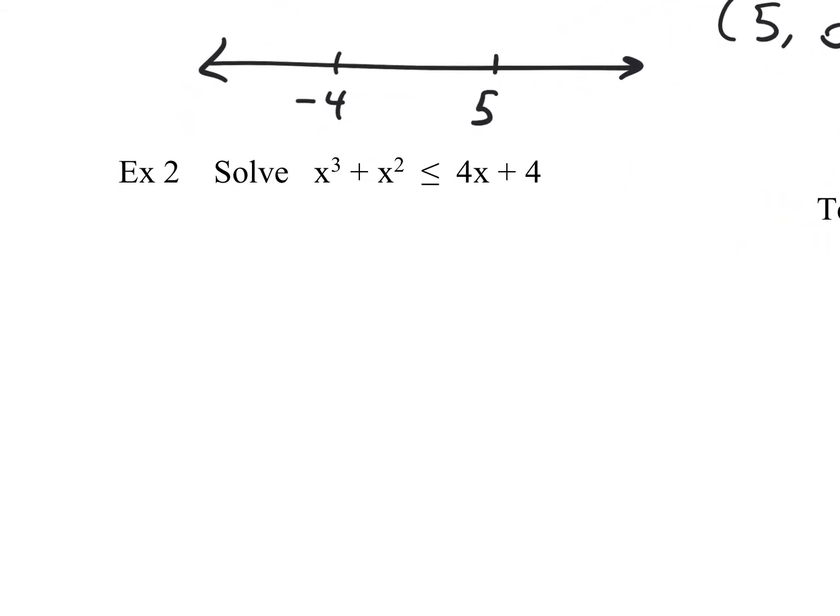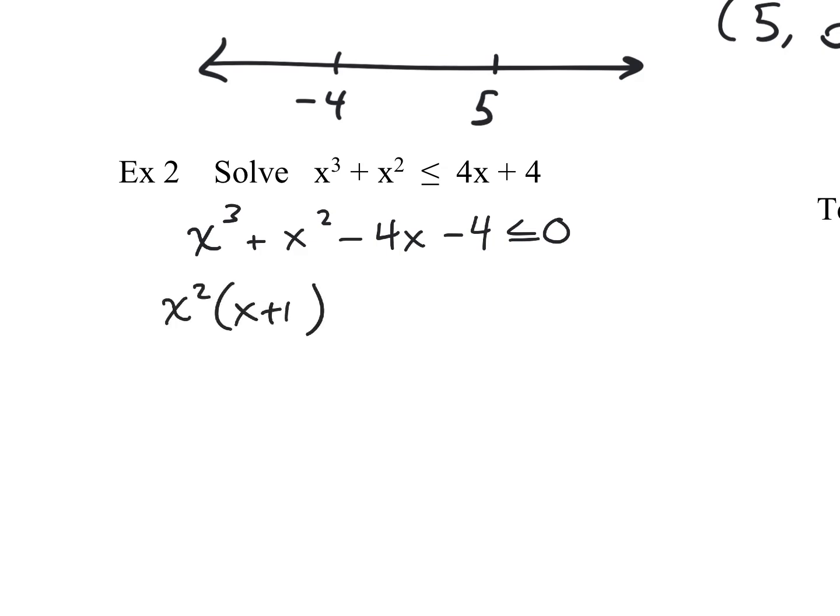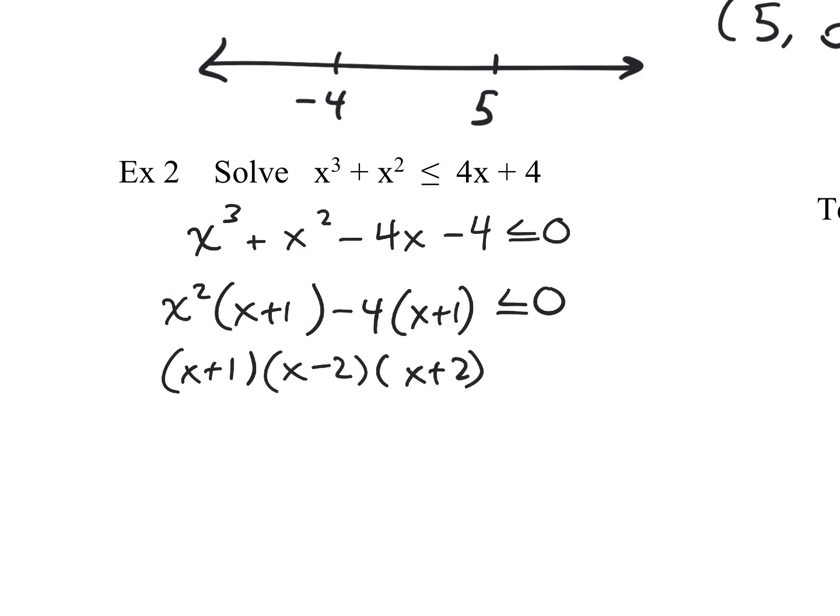Here we have a cubic, x to the third plus x squared is less than or equal to 4x plus 4. I'm going to start by setting this inequality as less than or equal to 0. I have 4 terms. I'm going to factor this by grouping. And I can continue factoring here. X plus 1 times x squared minus 4, or x minus 2 times x plus 2.